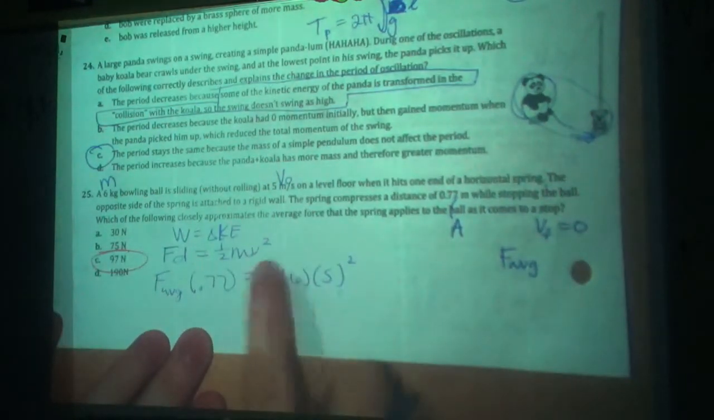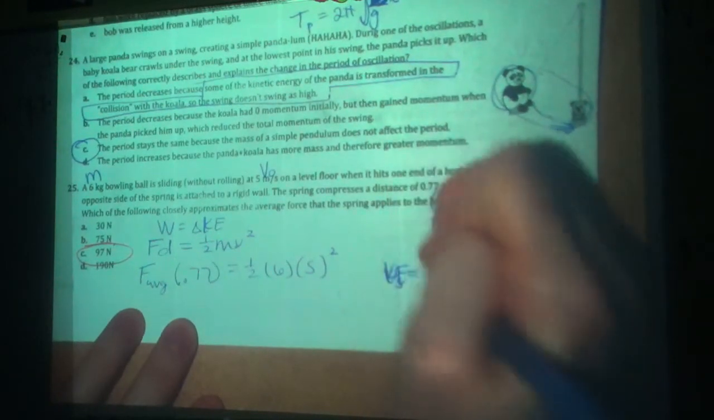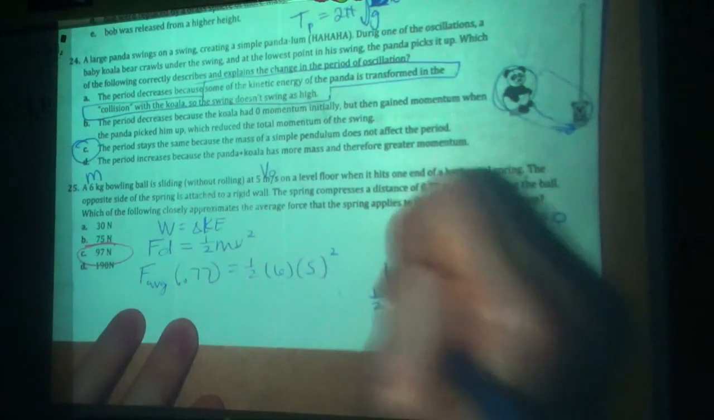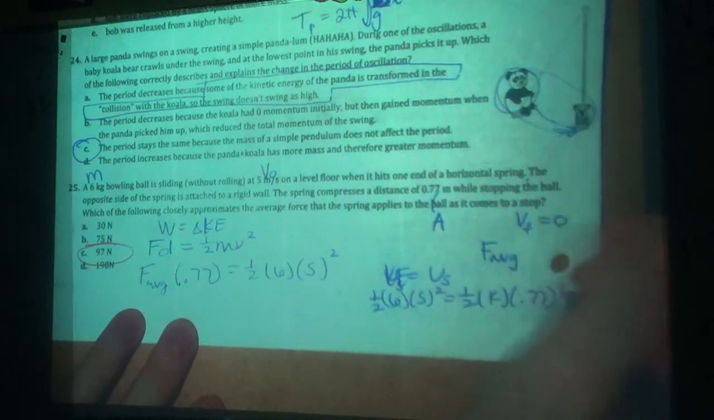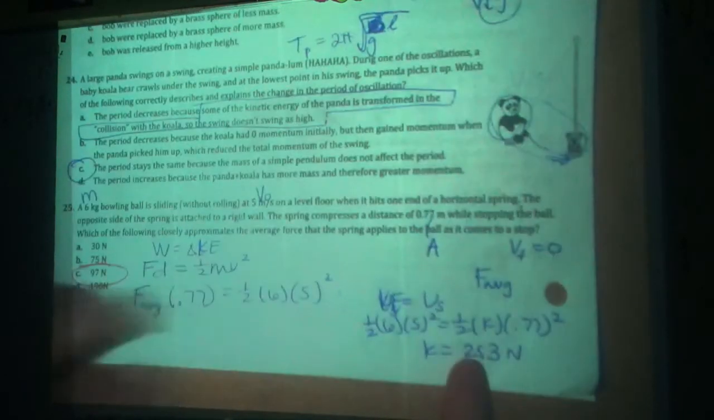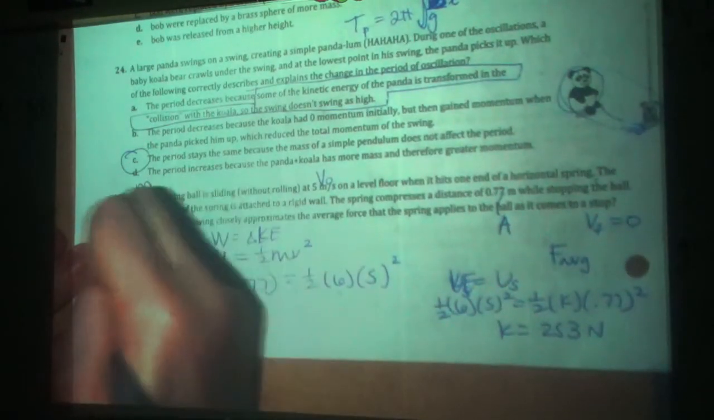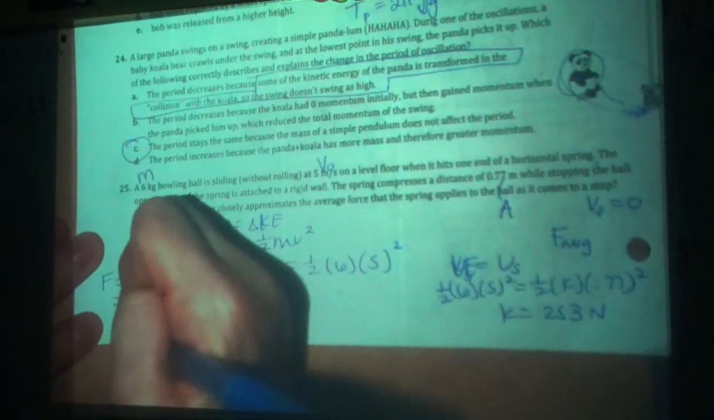Now, the second way to do this is using potential energy, kinetic going into potential. So 1/2 mv squared goes into 1/2 k times 0.77 squared. Then rearrange this, and you get that your k is 253 newtons per meter. The tricky part about this one is if you use this as your k, a lot of people would be tempted to say, oh, well, my force is just kx. That would be 253 times 0.77, and that would give me that my force is 194.8 newtons.